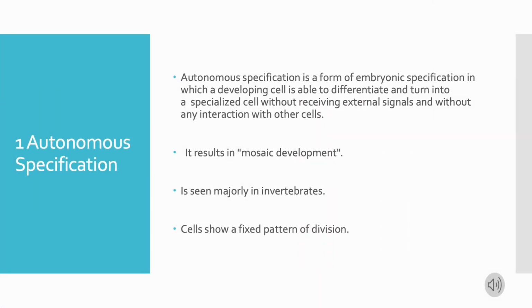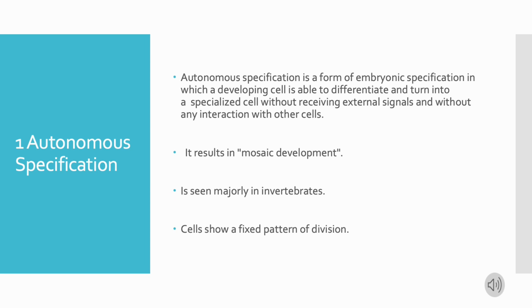Autonomous specification, as described in the slide, is a form of embryonic specification where a developing cell differentiates and turns into a specialized cell without any external signals. It is due to cytoplasmic factors or determinants which help a cell commit to a certain cell fate.